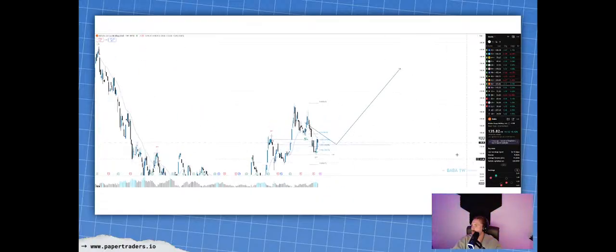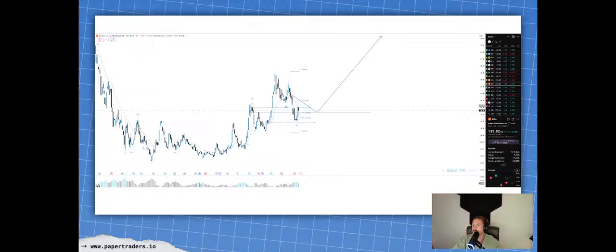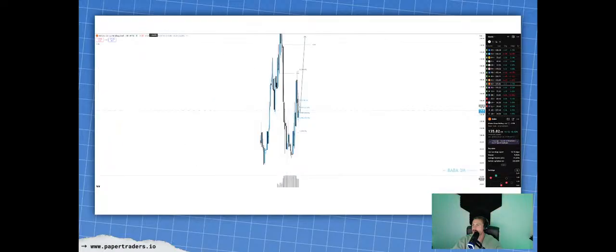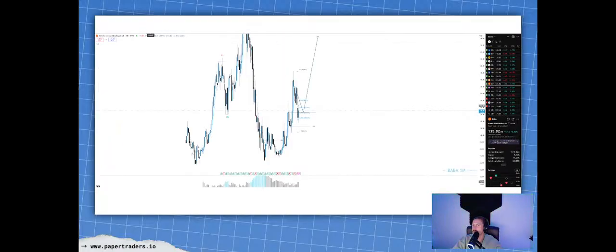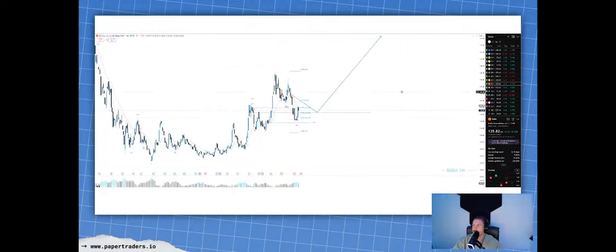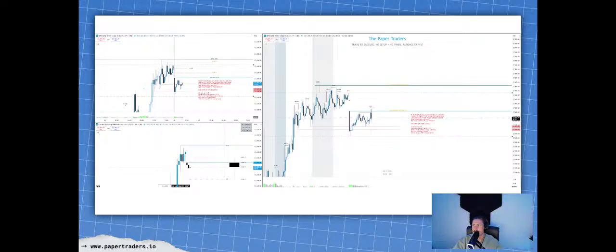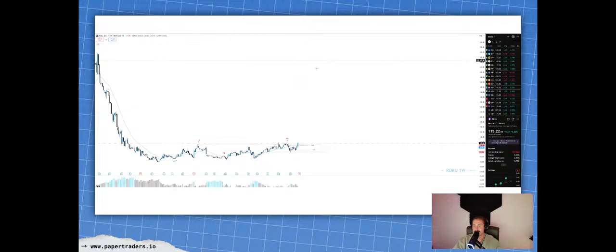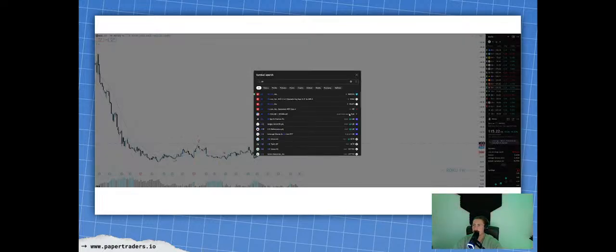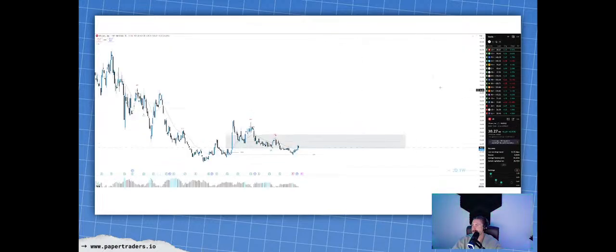Baba weekly. Still holding this OTE. Previous monthly low sweep. Oh, we went outside month on Baba. Kind of like that. Outside month on Baba. Thoughts? I like it. JD still the same kind of.